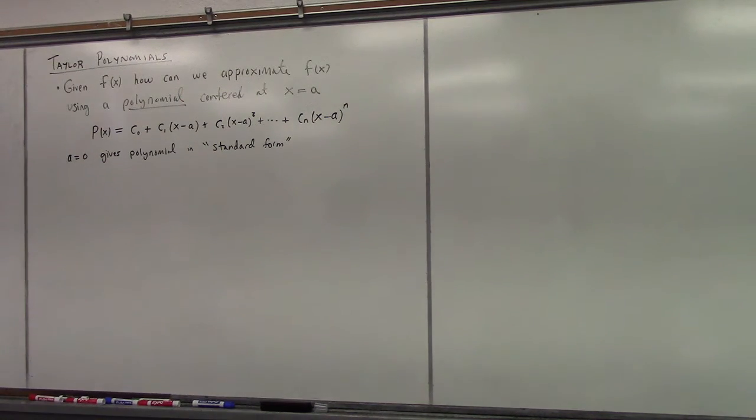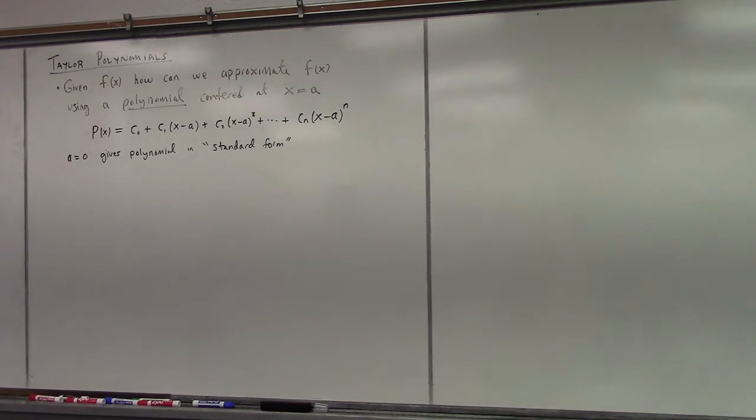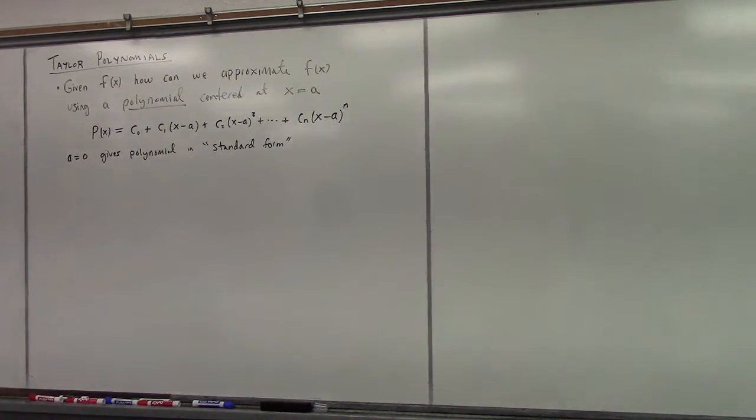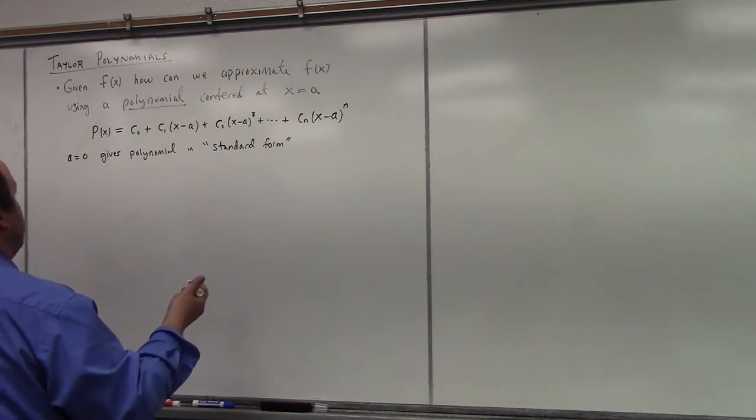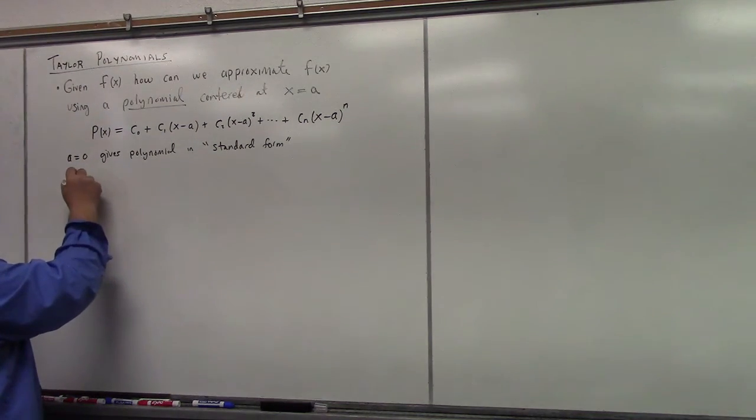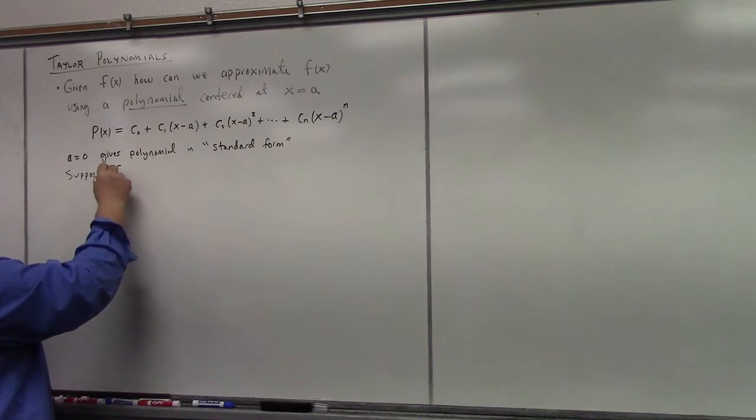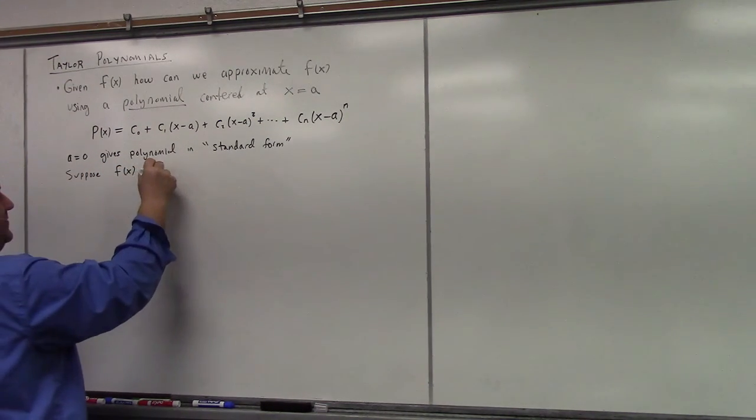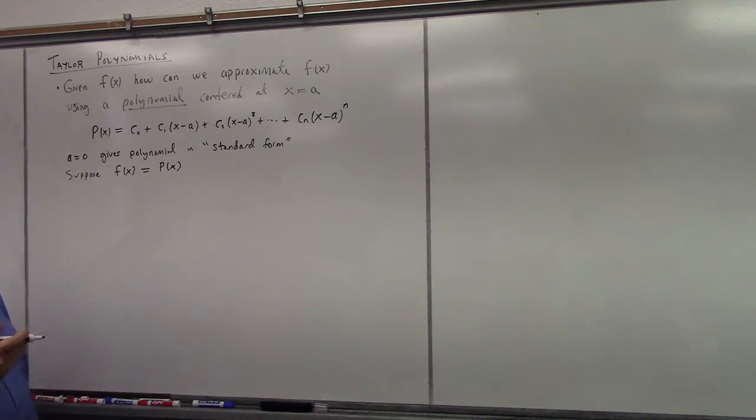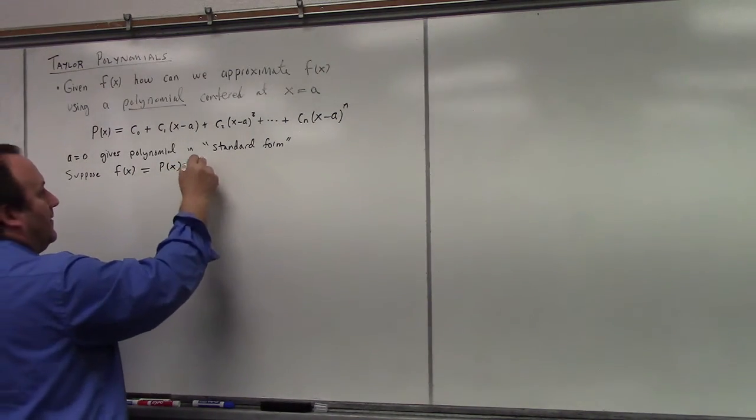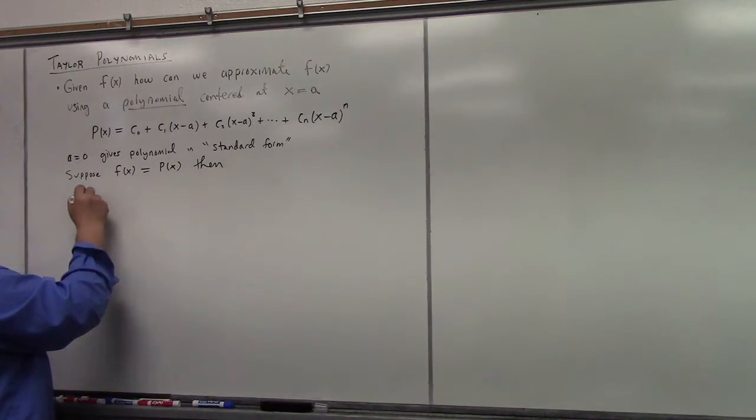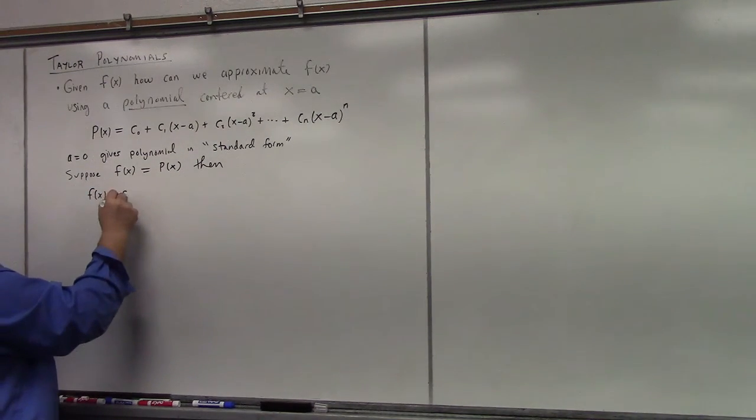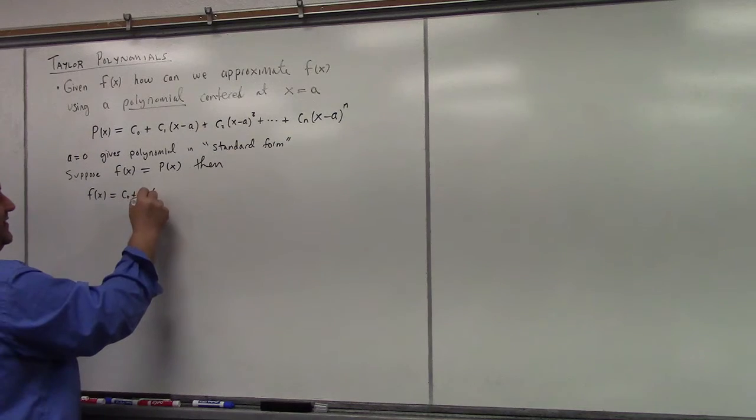So the insight of the Taylor polynomial construction is identifying what these constants c0, c1, c2, all the way out through cn, what they have to do with the derivatives of the function, all right? So let's just discover it. So suppose f of x is equal to p of x for the moment, all right? Then let's find some derivatives, right? So first of all, we have f of x equals c0 plus c1 times x minus a and so forth, right?